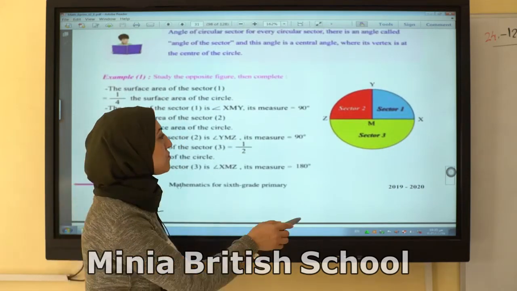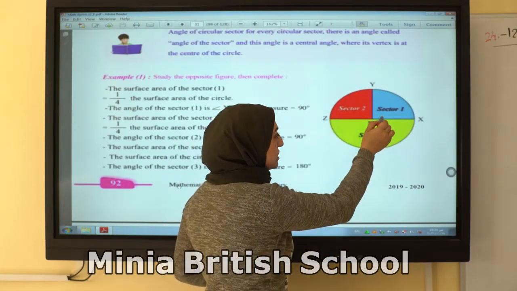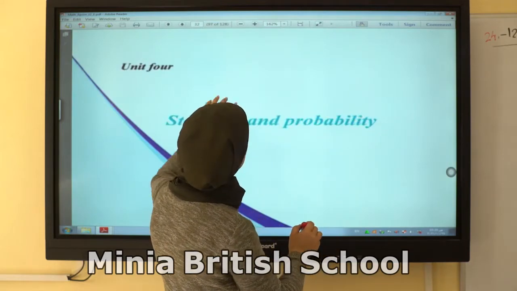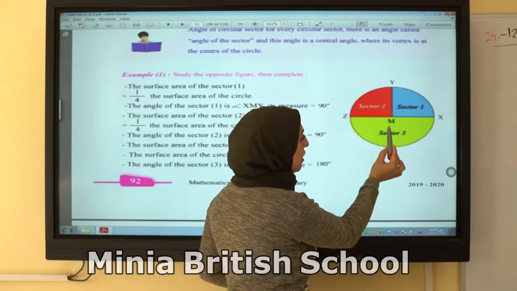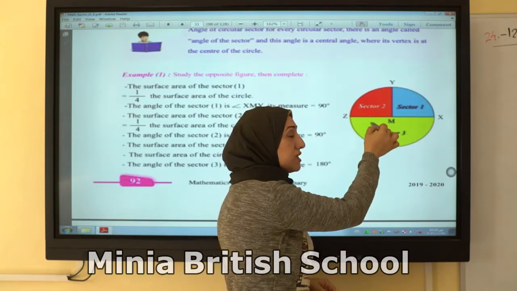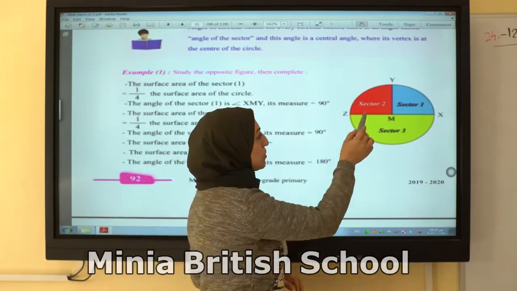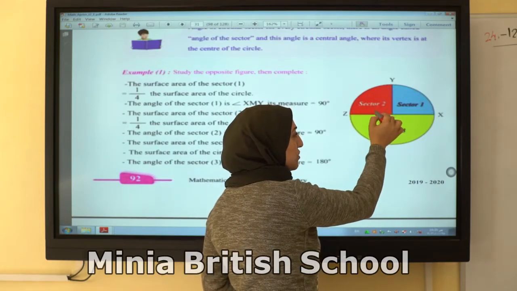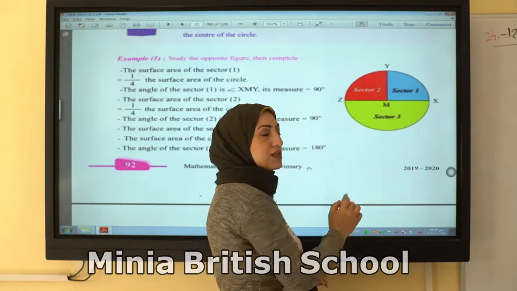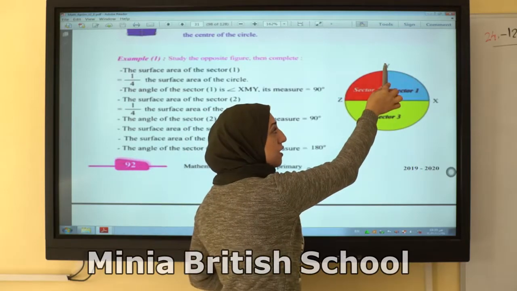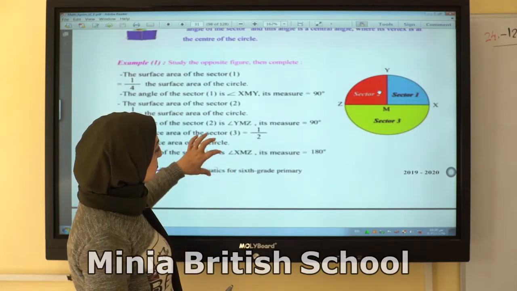Here, for example, we know that the accumulative angles of the circle, this is 180, and the opposite 180. So the accumulative angles of the circle equals 360. So to know what is the angle of this sector, 1 or 2, it's 90 degrees. Why? Because it's perpendicular, it's a right angle, so it's 90 degrees.